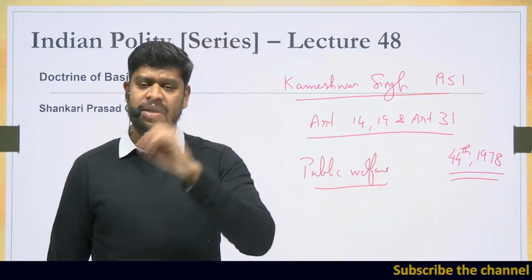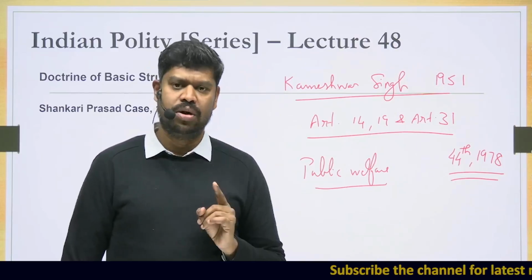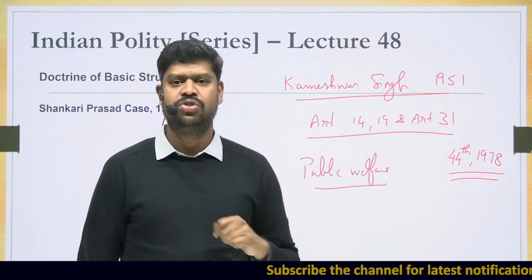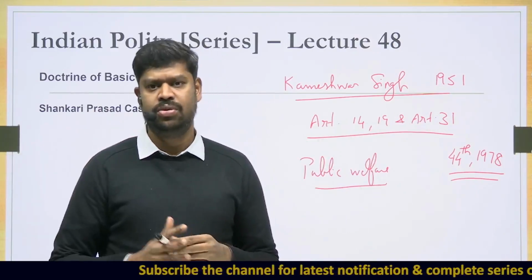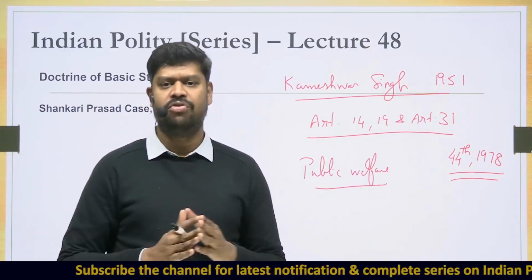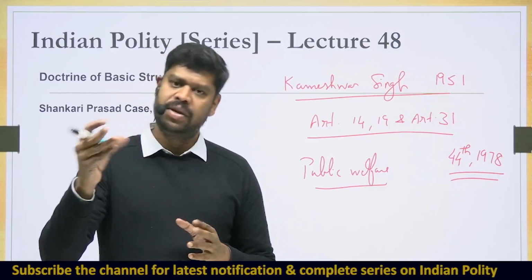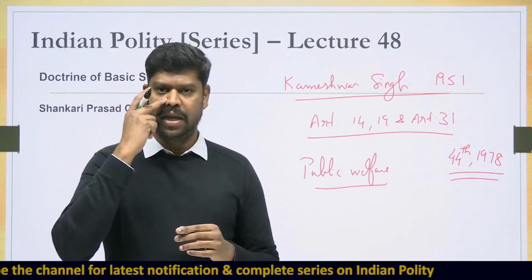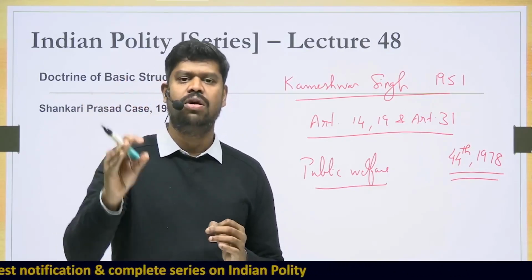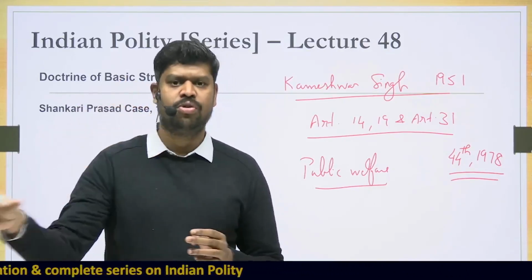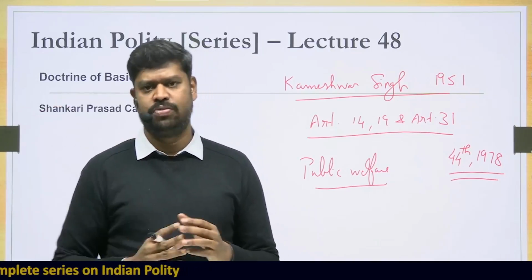And apart from that, it is also not a violation of Article 31, because Article 31 of the Constitution is saying that no person shall be deprived of his right to property except by authority of law. That means the right to property can be taken away, and if at all it is taken away, it shall be taken away only by a law, and through that law, a due process has to be followed, a proper procedure has to be followed.